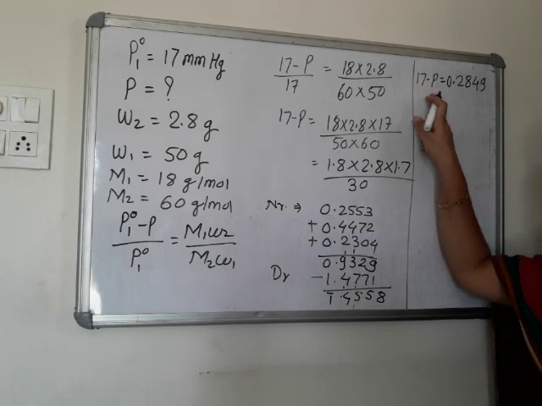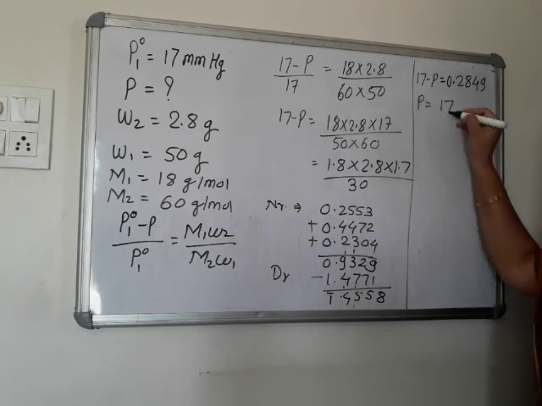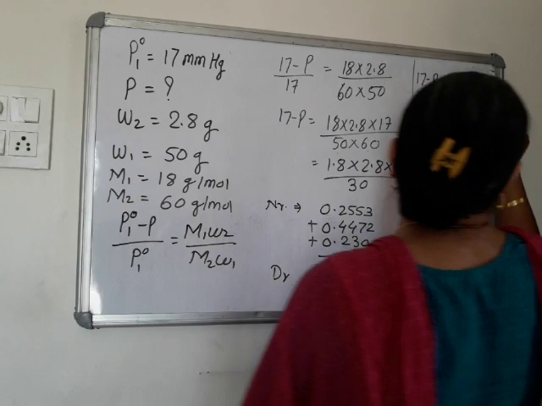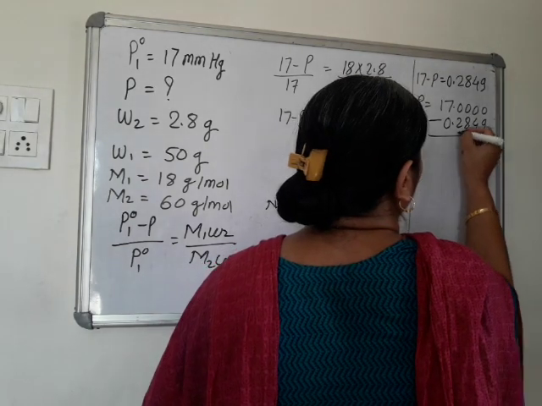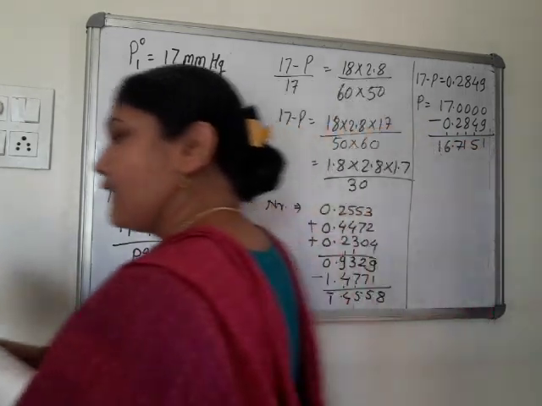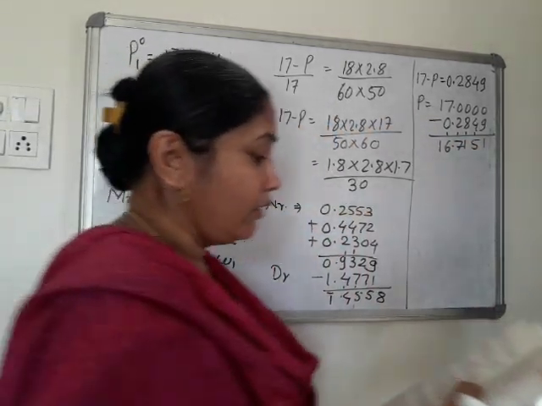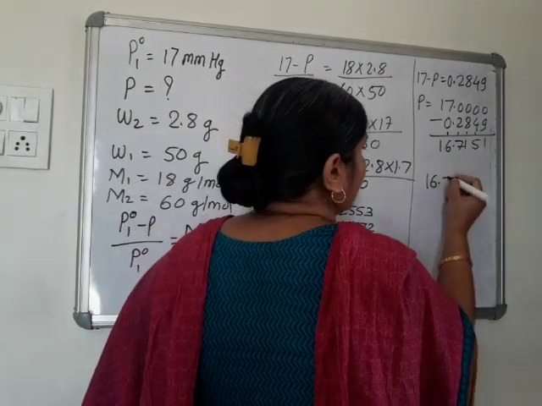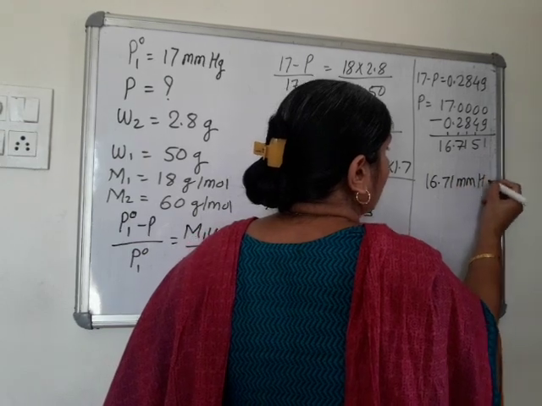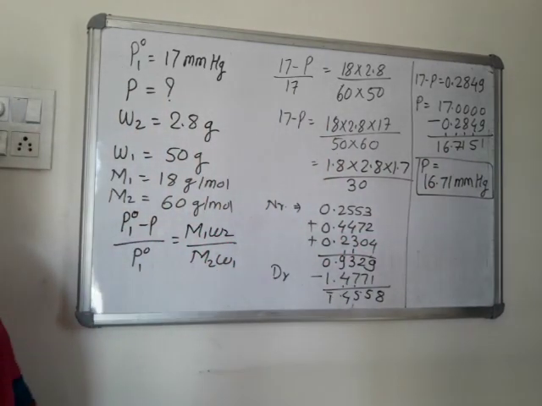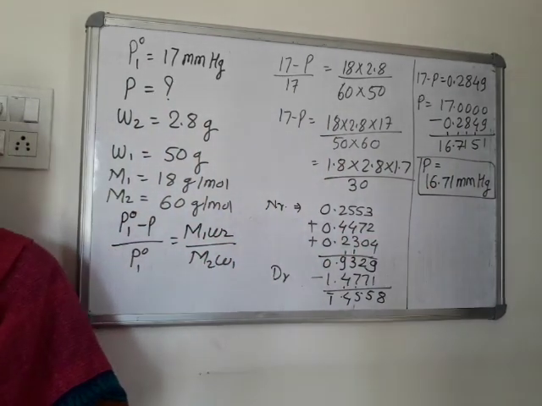We have to find the value of P. Shift it here. So P is equal to 17 minus 0.2849. Do the calculation and check your answers. The answer should be 16.71 mmHg. Yes. Everybody got the answer? 16.71 mmHg. This is P. Okay.